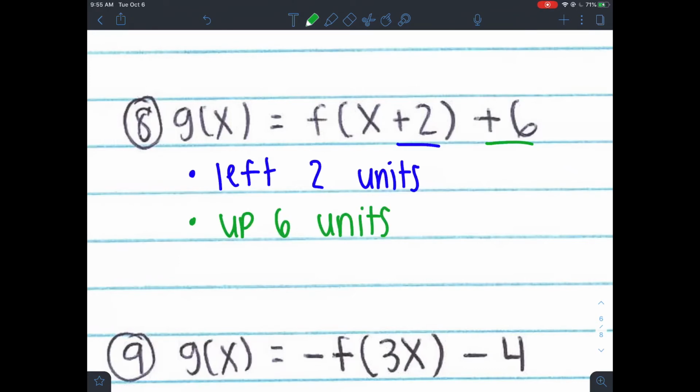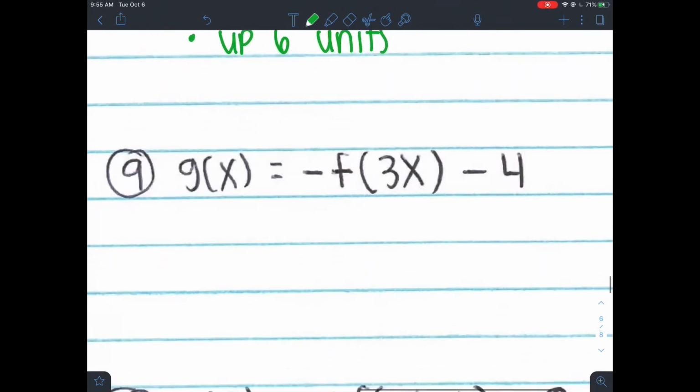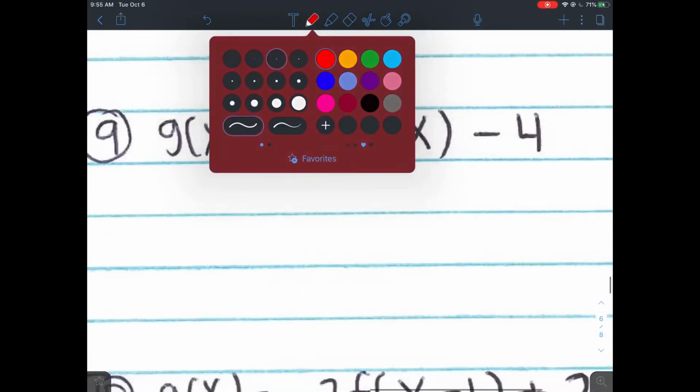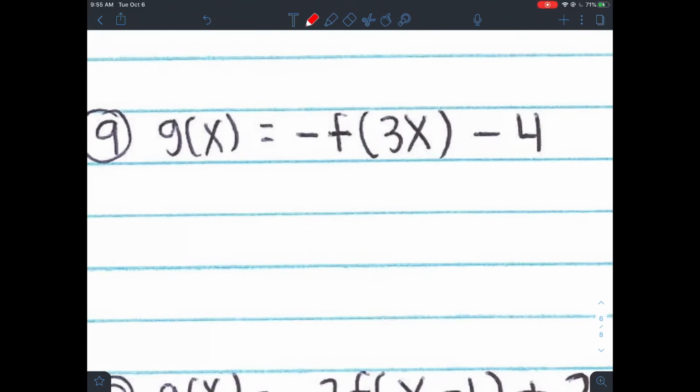Remember, with up and down, it's exactly what you think it is. So if it's positive, it's up. If it's negative, it's down. With number 9, we have g of x equals negative f of 3x minus 4. Here I actually have 3 transformations going on. And so the first thing that I notice on the left is the negative sign. That's the first thing that I see.